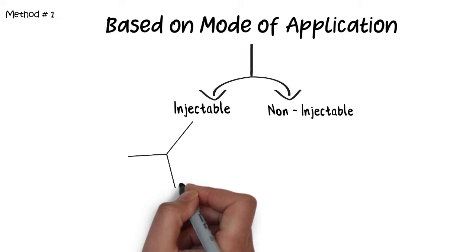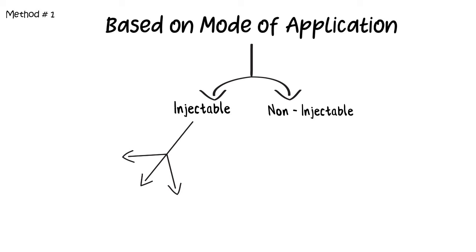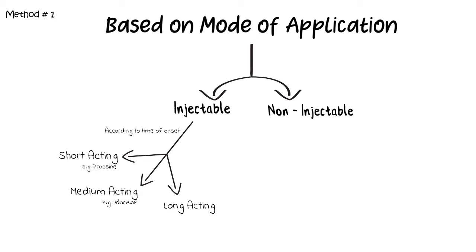Injectable can be further classified based on the time of onset as short-acting, which include the ever so famous drug procaine and chloroprocaine, the medium-acting, which includes the most commonly used local anesthetic in dental clinics, which is lidocaine, and also prilocaine, and finally the long-acting, which includes drugs like tetracaine, bupivacaine, among many others.